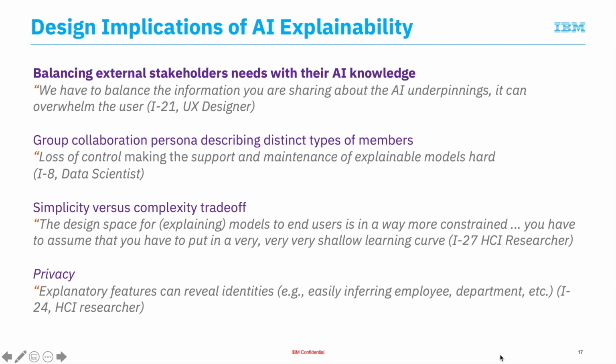Finally, in our study, we found that surprisingly, privacy could be a concern when we explain models. Participants report that when we explain AIs, some of these features can reveal, say, information about their employees and the department. So in the design process, we definitely need to consider that.